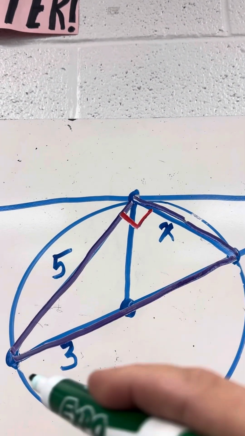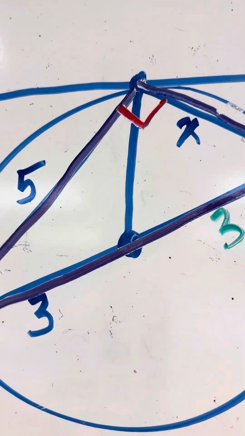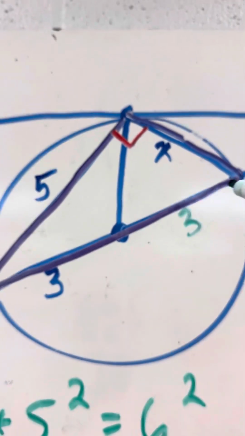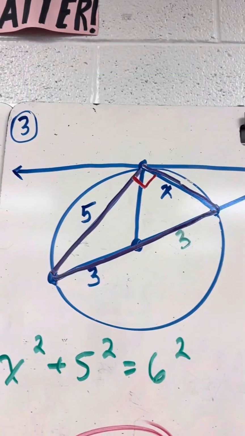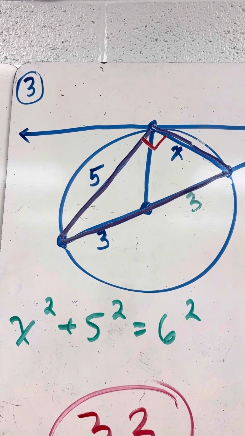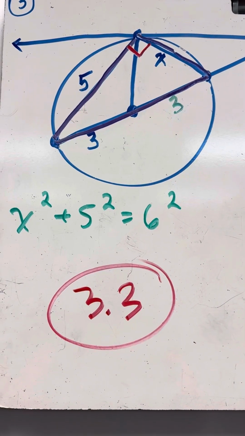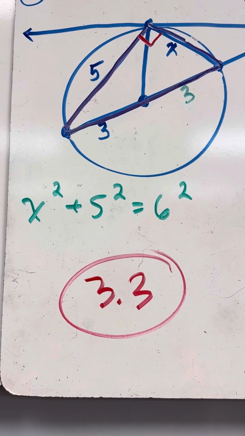if this radius is 3, that means the radius is 3, right? Which means your hypotenuse is going to be 6. So x squared plus 5 squared equals 6 squared. So you do 6 squared minus 5 squared. Take the square root and you get 3.3.